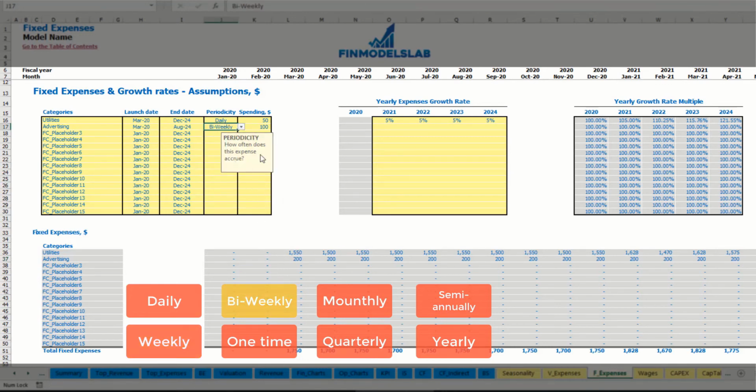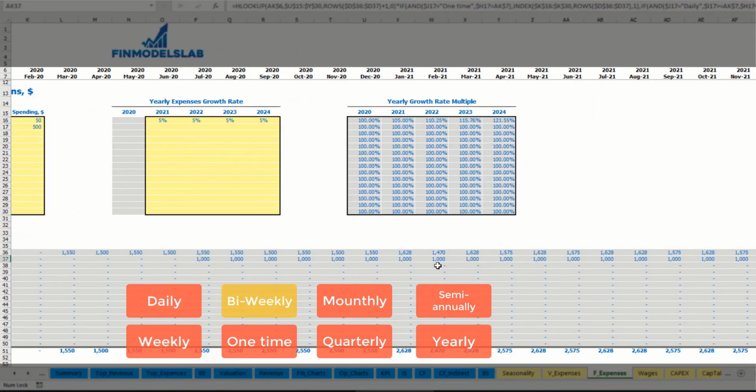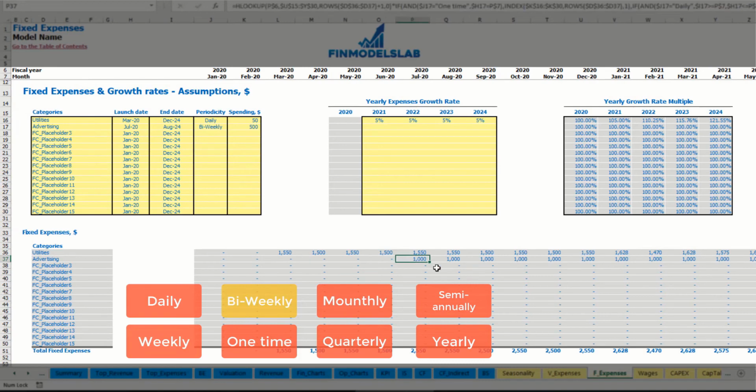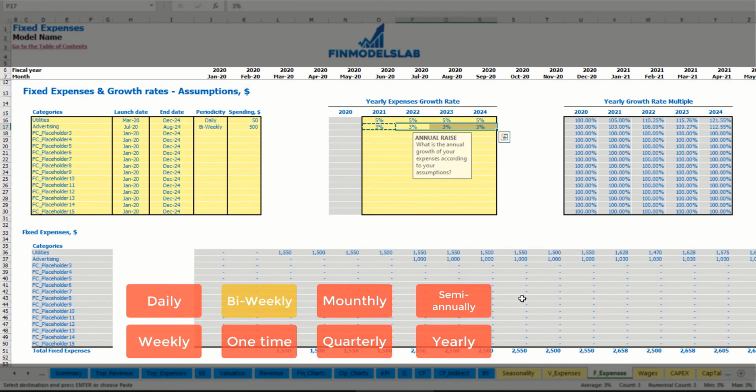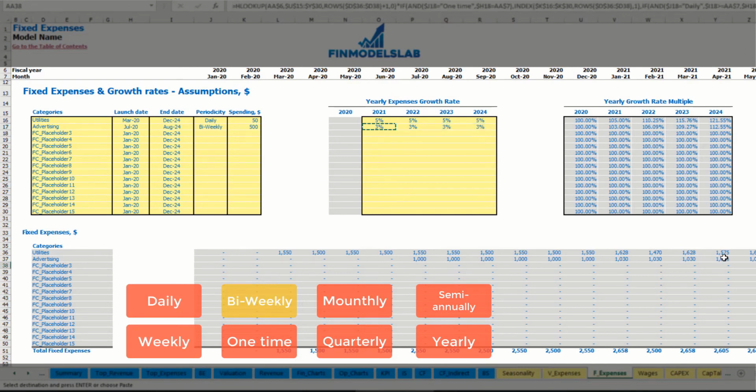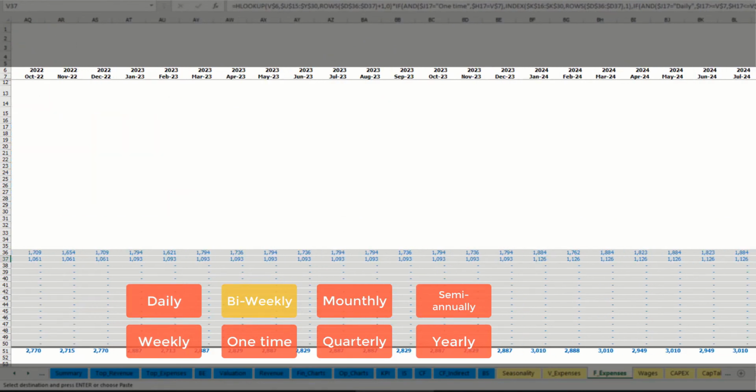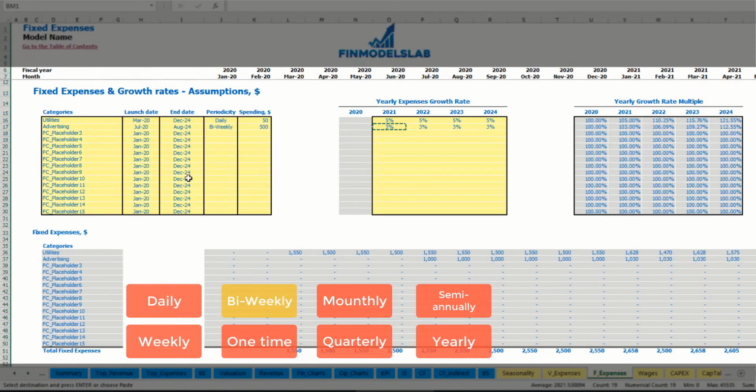Another option is bi-weekly. For example, $500. You can start from July, for example, and you'll have 2 bi-weekly payments within the month. $500 multiplied by 2, you have $1,000 per month. Again, you can input some growth rate, and you will see that your advertising expenses will grow year over year till August 24, which is the last date of this expense type.